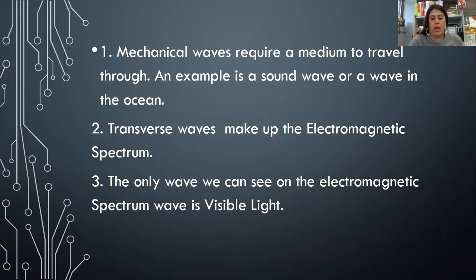The only type of wave that you can see on the electromagnetic spectrum is visible light, right? And we talked about Roy G. Biv, right? Red, orange, yellow, green, blue, indigo, violet. All of those are the components of visible light. And those are the only wavelengths that we can see, only those frequencies that we can see that exist on the electromagnetic spectrum. You remember the electromagnetic spectrum is going to be all transverse waves, and they're waves that can travel without the use of a medium.